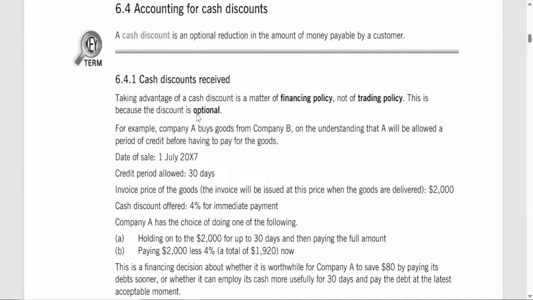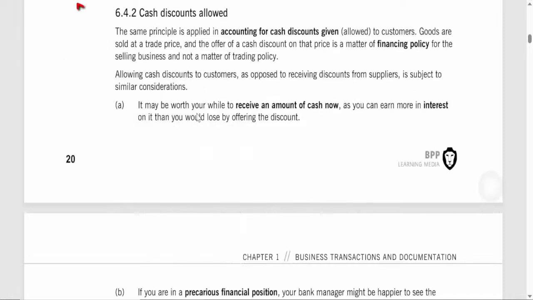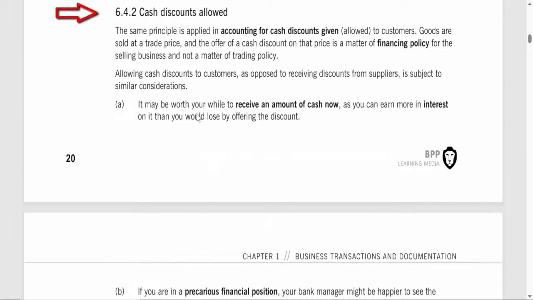Here, Company A needs to decide whether it's worthwhile to save $80 by paying early or if it's better to use the $2,000 for other purposes over the 30-day credit period. This decision is about managing finances efficiently rather than obtaining goods at a reduced price. Cash discounts allowed. When a business offers cash discounts to its customers, it's also making a financing decision rather than a trading decision. Allowing cash discounts means giving customers the option to pay less if they pay sooner.